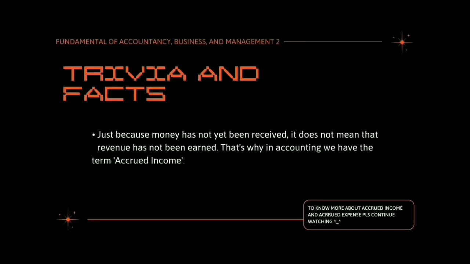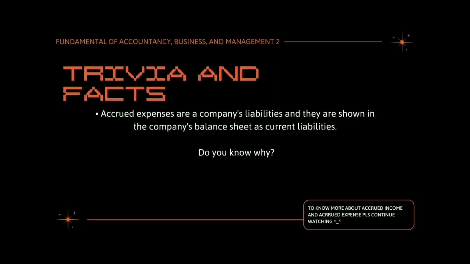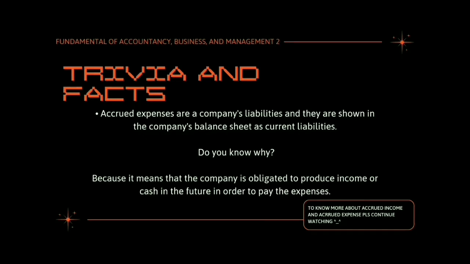Just because money has not yet been received, it does not mean that revenue has not been earned. That's why, in accounting, we have the term accrued income. It is listed under current assets in the company's balance sheet. Accrued expenses are a company's liabilities, and they are shown in the company's balance sheet as current liabilities.